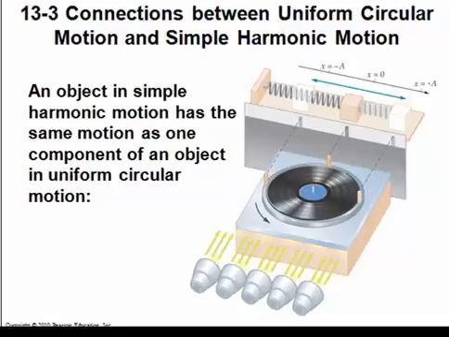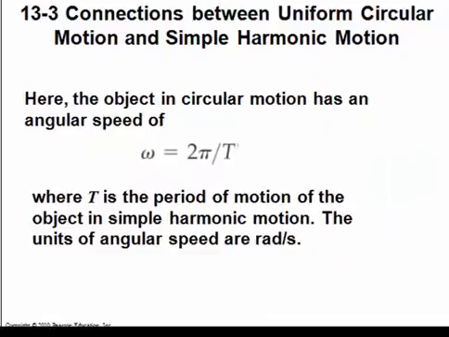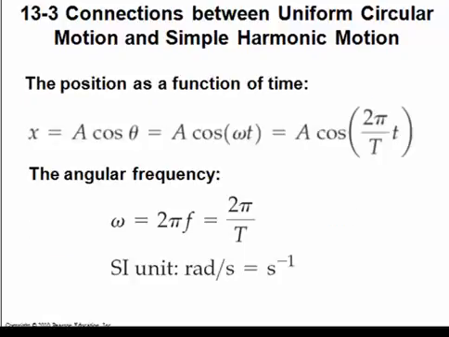An object in simple harmonic motion has the same motion as one component of an object in uniform circular motion. You can see that the peg moves back and forth through maximum displacements and equilibrium points, just like the spring does in this example. In circular motion, we learned that the angular frequency of an object, which is measured in radians per second, omega, equals 2 pi divided by the period.